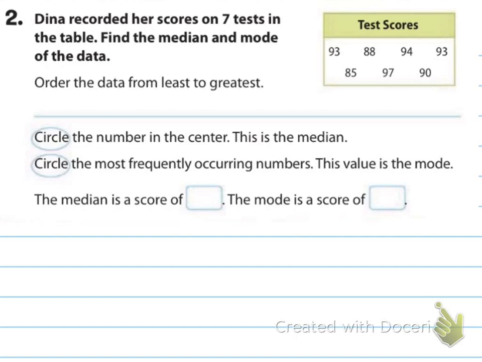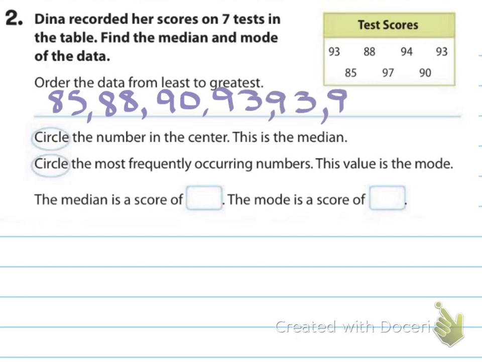Okay, so first things first, you should have put these in order from least to greatest. So it would be 85, 88, 90, 93, 93, 94, and 97. And what I really suggest that you always do is go back and make sure that you got all of them. There's 1, 2, 3, 4, 5, 6, 7. So we want to make sure we get all 7 numbers. 1, 2, 3, 4, 5, 6, 7. We're good. So now we can start doing the tag you're it.